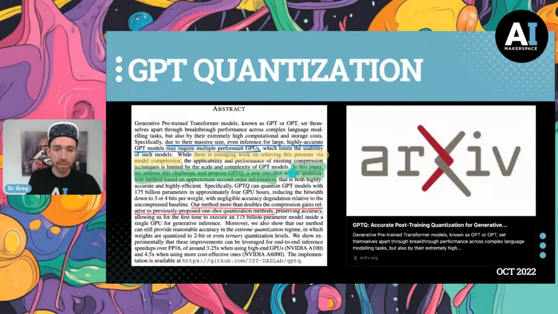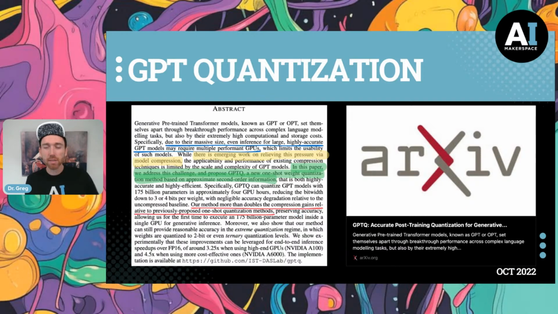While there is emerging work on relieving this pressure via model compression, okay, I'm tracking. It's not there yet. In this paper, we address the challenge and propose GPTQ, a new one-shot weight quantization method based on approximate second-order information. Okay, one-shot weight quantization, second-order information. Our method more than doubles the compression gains relative to previously proposed one-shot quantization methods.